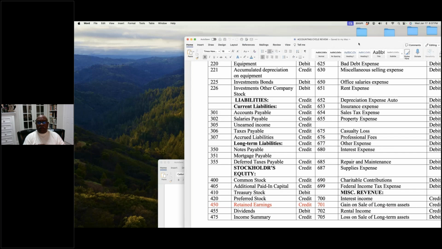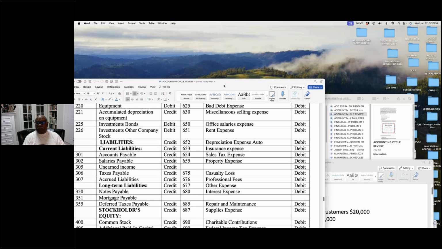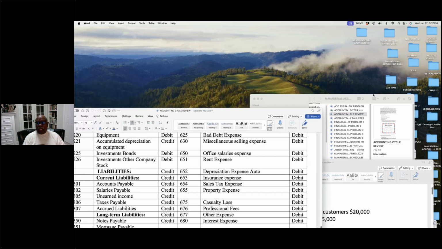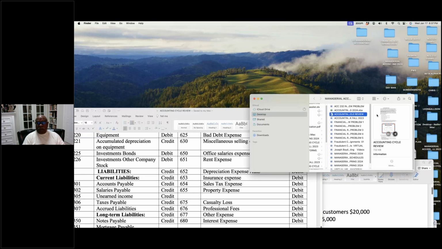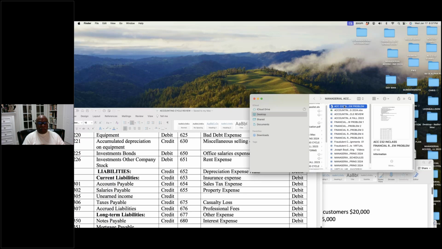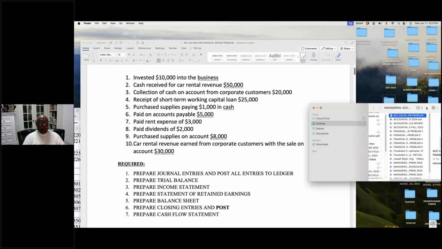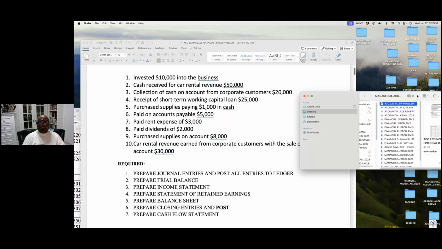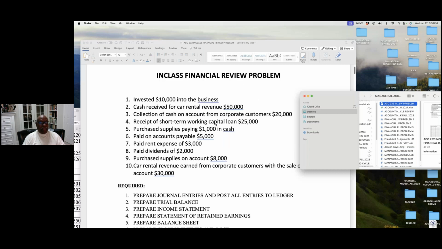So what we want to do next is to go back and look at that review problem. And what we now want to do is to work this review problem out. And all we're going to do is make journal entries. That's all we're doing today, making these 10 journal entries so we can get started.